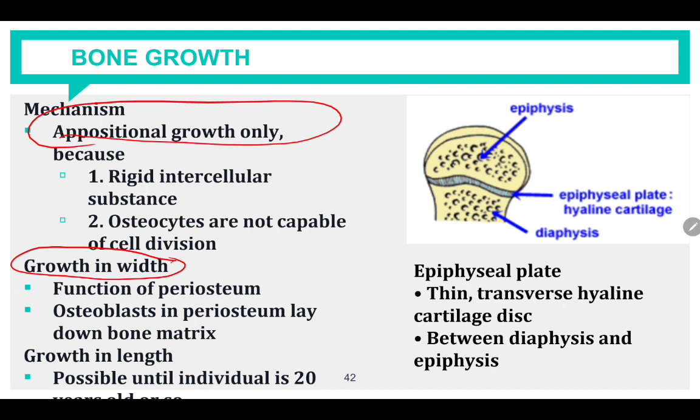Osteoblast, since the osteoblasts are found, di ba? Kita naman siya sa lining ng ating periosteum. Osteoblast in the periosteum lay down the bone matrix. Okay, so that's why naga-width siya, no? Nagalapad. Okay? And then we also have yung ating growth in length, okay?